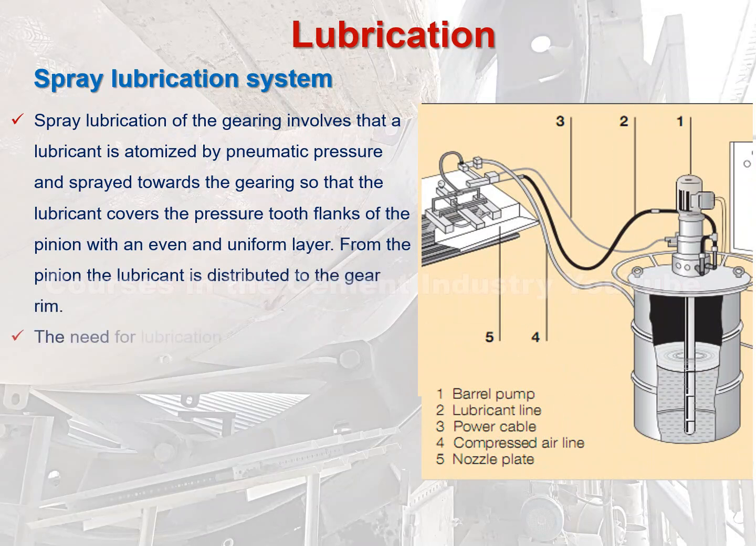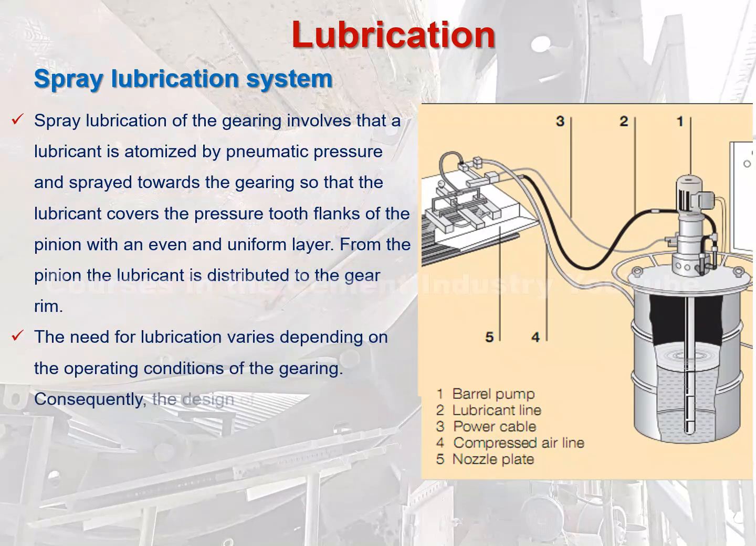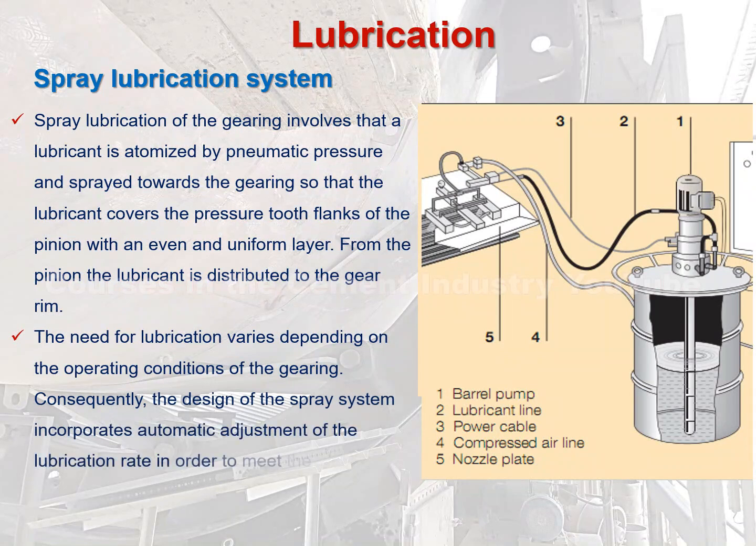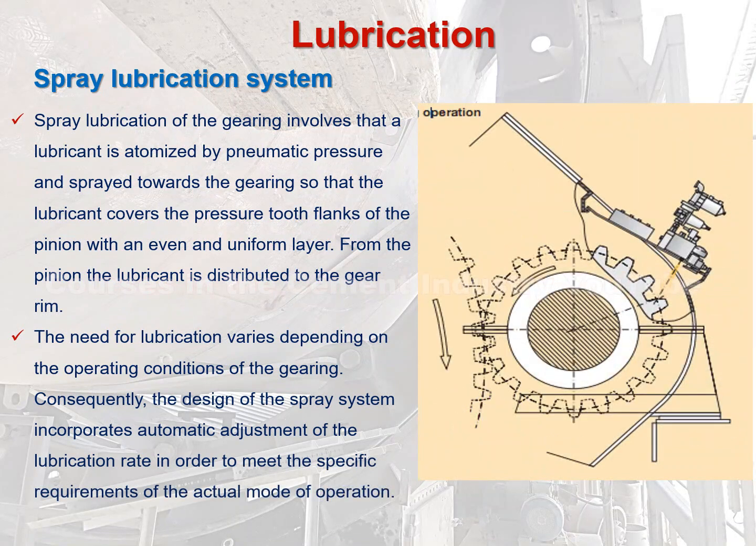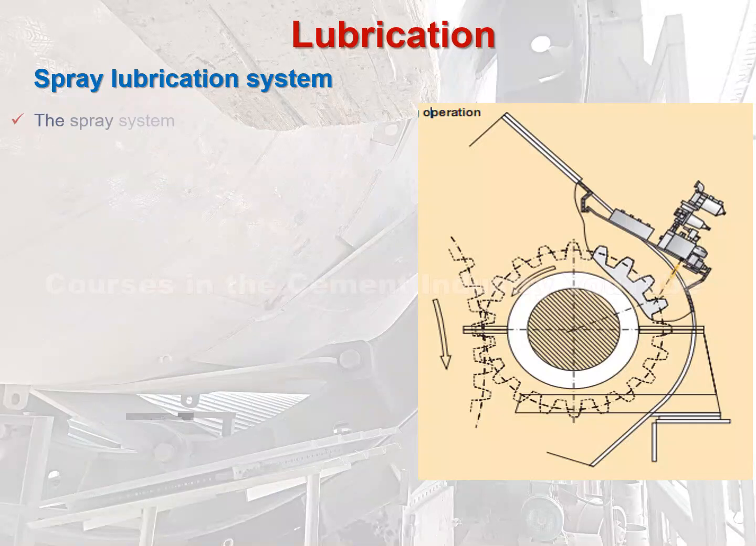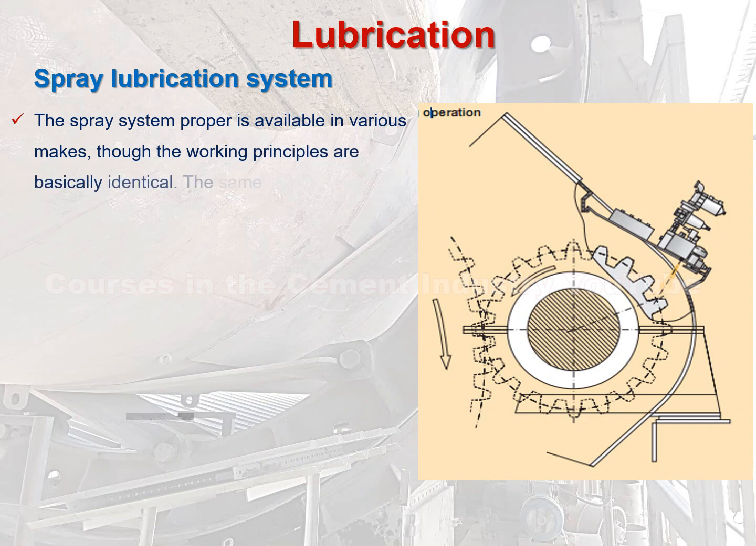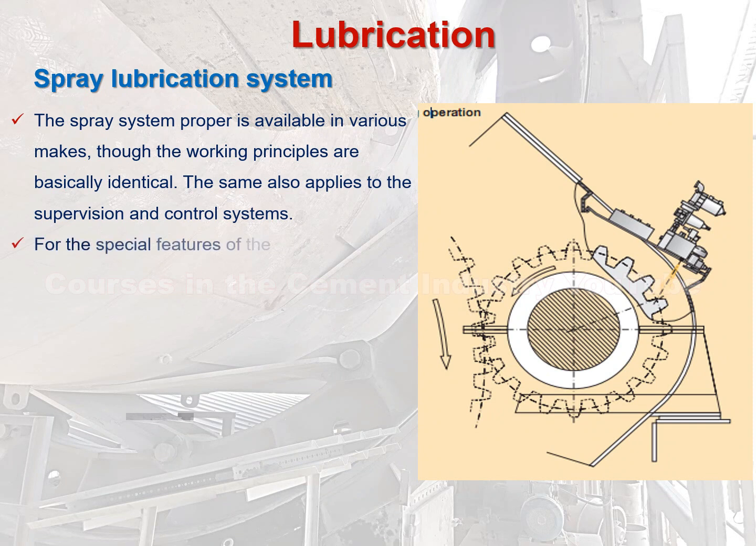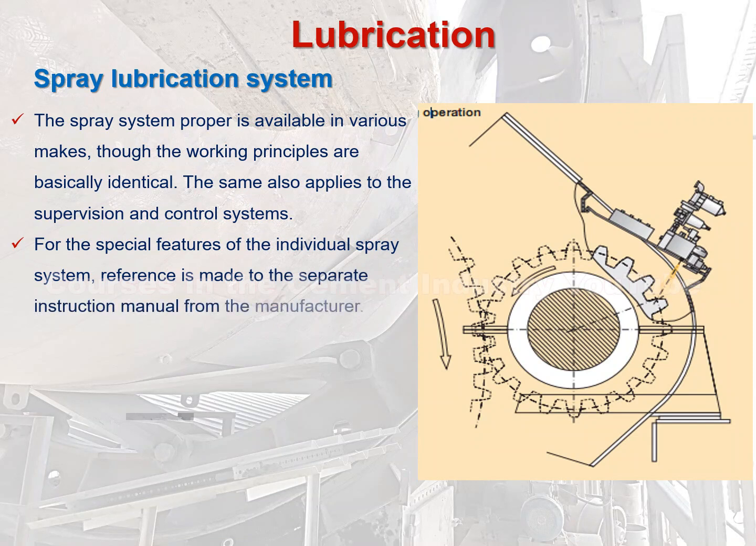The need for lubrication varies depending on the operating conditions of the gearing. Consequently, the design of the spray system incorporates automatic adjustment of the lubrication rate, in order to meet the specific requirements of the actual mode of operation. The spray system proper is available in various makes, though the working principles are basically identical. The same also applies to the supervision and control systems. For the special features of the individual spray system, reference is made to the separate instruction manual from the manufacturer.